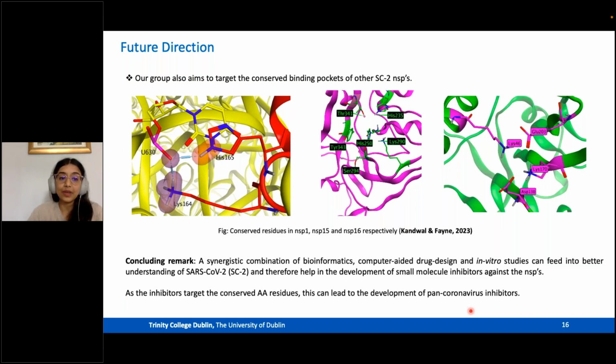So the take-home message out of this talk is that a synergistic combination of bioinformatics, cheminformatics, and in vivo studies can help us understand this virus better and can also help us in the development of small molecule inhibitors that would bind to these conserved residues. As these inhibitors would target these conserved residues, this can lead to possible development of a pan-coronavirus inhibitor in order to tackle the future upcoming outbreaks caused by these viruses.